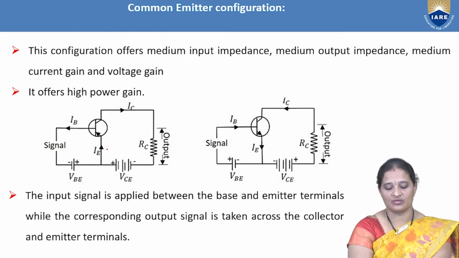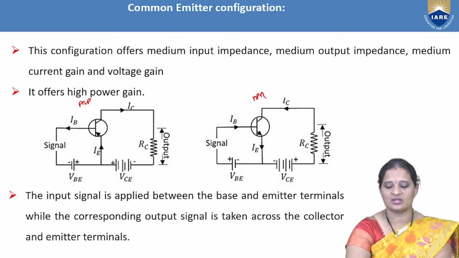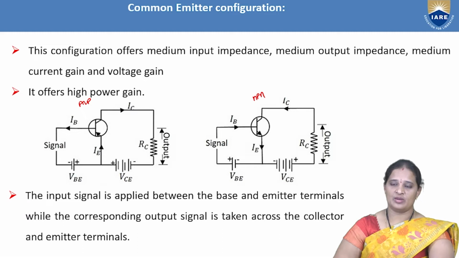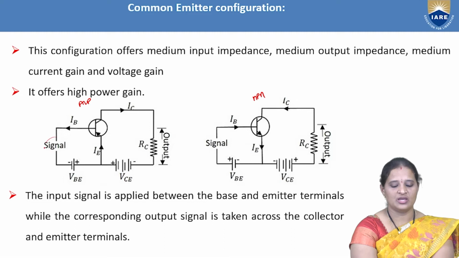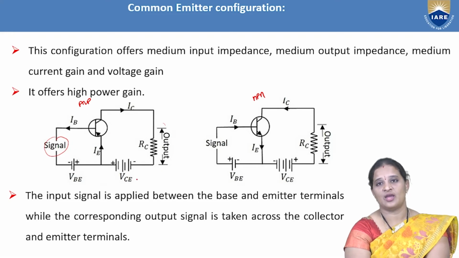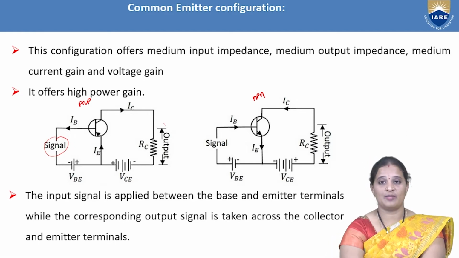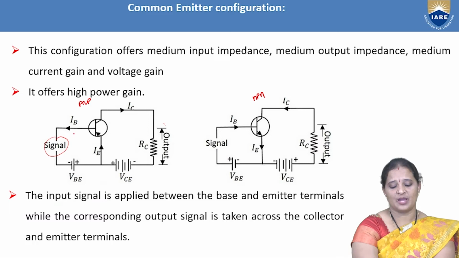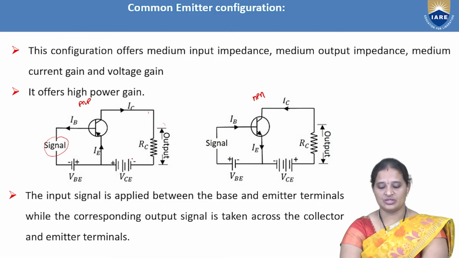This is a PNP transistor connected in common emitter configuration, and this is an NPN transistor connected in common emitter configuration. Here the signal whose strength is to be improved is given to the base and emitter terminals, and the output, which is the amplified signal, is taken from the collector and emitter terminals. So the input signal is applied between base and emitter, and the output signal is taken from collector and emitter.